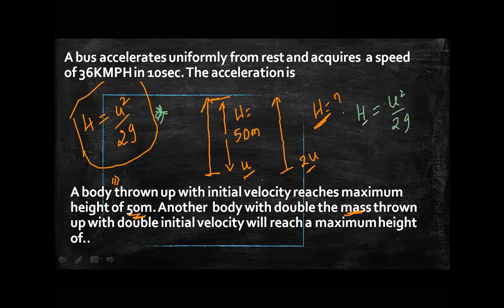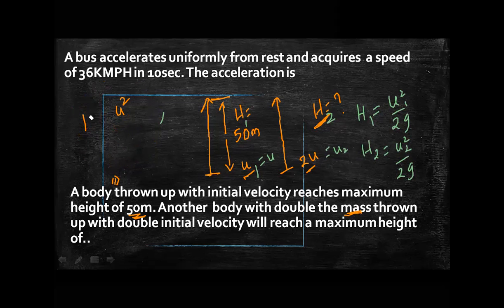So here I am giving h1 equals u1 square by 2g. The other one is h2 equals u2 square by 2g. There are two equations I am writing. The first case h1, second case h2. First case u1, second case u2. So u1 is equal to u, u2 is equal to 2u. Did you understand what I wrote here? Understood.